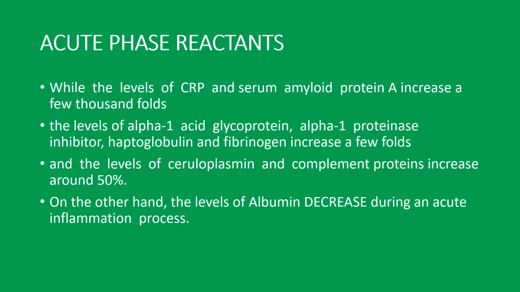So the level of increase or decrease among acute phase reactants also varies. For instance, while the levels of CRP and serum amyloid protein A increase a few thousand folds, the levels of alpha-1 acid glycoprotein, your alpha-1 proteinase inhibitor, your haptoglobin, and fibrinogen increase a few folds, and the levels of ceruloplasmin and complement proteins increase around 50%. On the other hand, the levels of albumin decrease during an acute inflammation process.